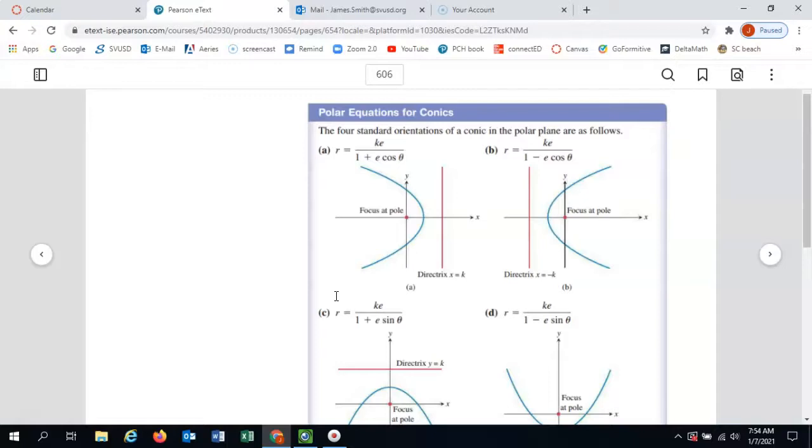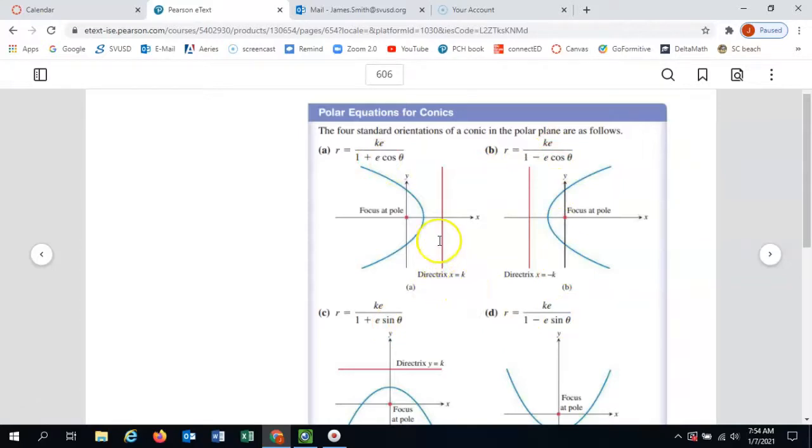So when you get a problem, the first thing we have to determine is, okay, what shape is it? Well, we're going to determine that by the eccentricity, right? That's what we just looked at on the previous page. So once we determine what shape it is, then we can also determine which formula I should be looking at. And all of that is going to be based on the directrix.